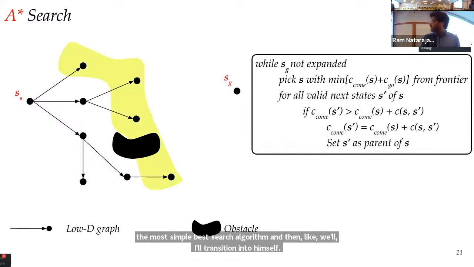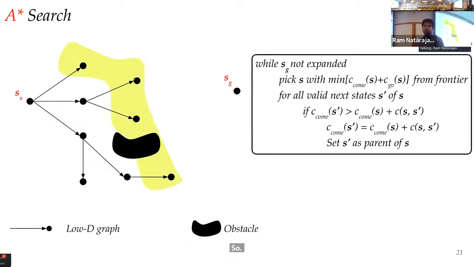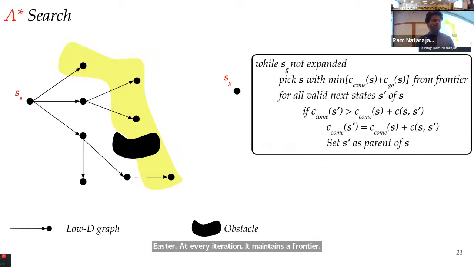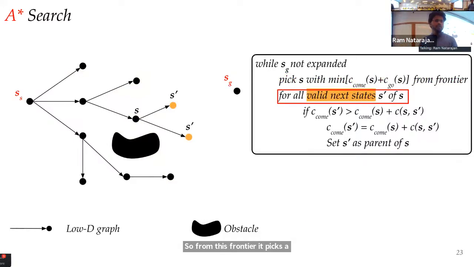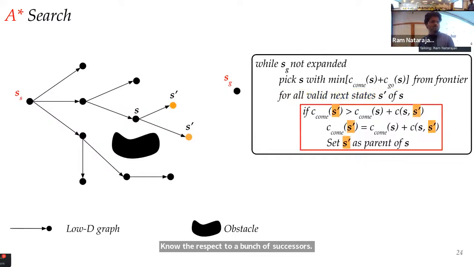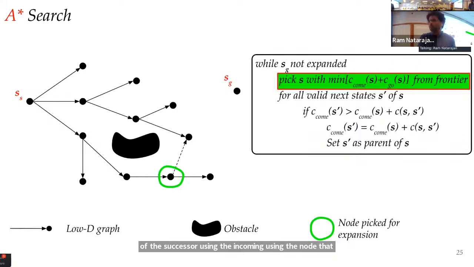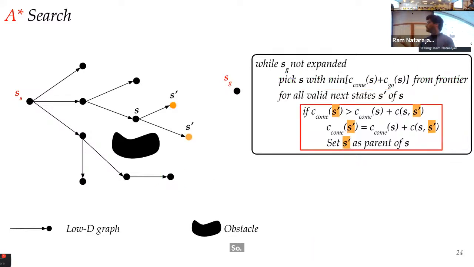So I want to explain A star. At every iteration, A star maintains a frontier. The frontier is something that separates the nodes that are already explored from the set of the space that is unexplored. From this frontier, it picks a node for expansion at every iteration. I'm going to use the word expansion to convert this picked node to a bunch of successors. For these successors, it updates the cost using the cost of the node that is being expanded. Once the costs are updated, we add these new nodes to the frontier and keep going.